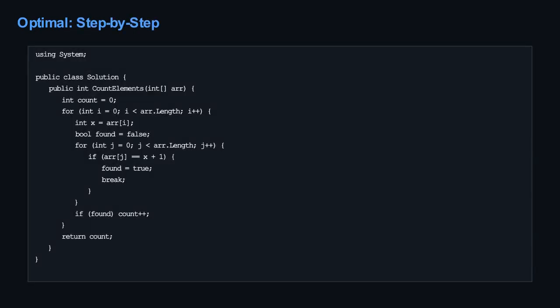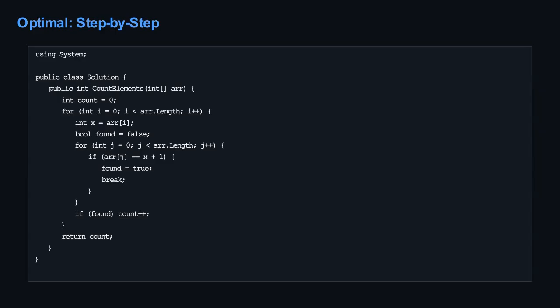Let's trace this with the example array 1, 2, 3. First, we'll populate our hash set. It will contain 1, 2, and 3. Now we iterate through the original array. For the first element 1, we check if 1 plus 1, which is 2, is in the hash set. Yes, it is. So our count becomes 1.